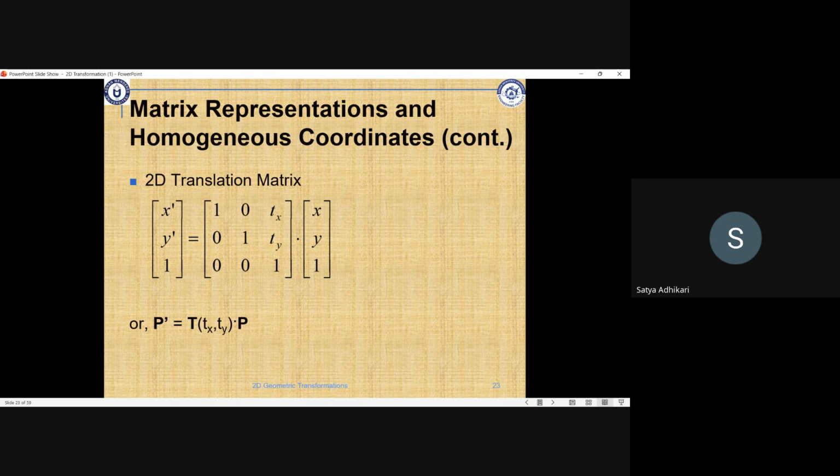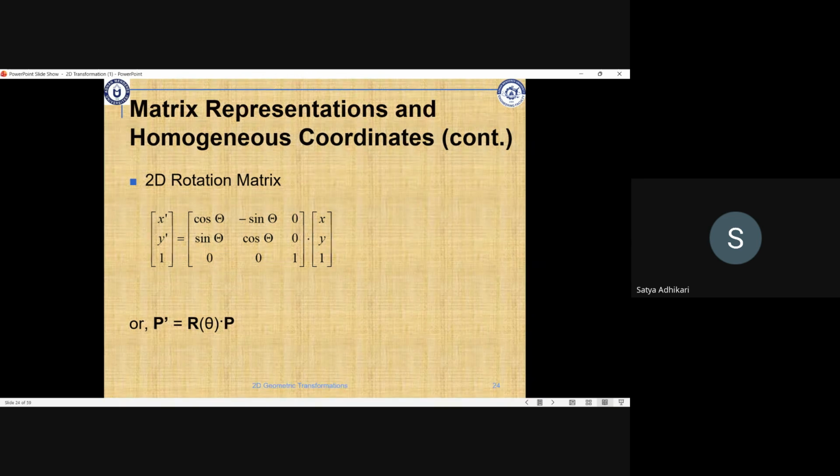This is added in a 2 cross 2. Initially the matrix was 1 0 tx and 0 1 ty, but I have added an extra row and extra column. Extra column means the first column 1 0 0, and the extra row is added 0 0 1, the last row. So now we can get a 3 cross 3 matrix. So you see how I can write a 3 cross 3 matrix for a 2D matrix. This is needed for a sequence of transformations, the composite transformation.